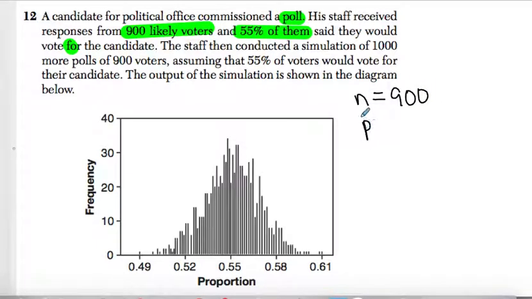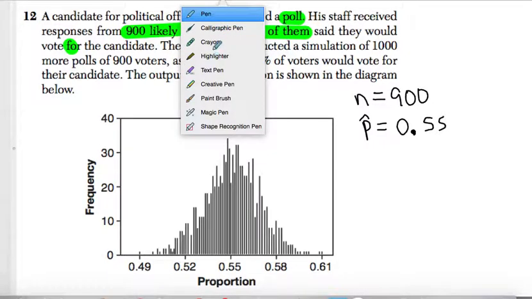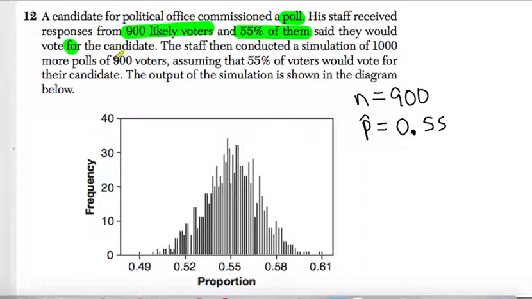And this p would mean population proportion, meaning the proportion of all voters who would vote for the candidate. If I put a caret or hat on top, that's the sample proportion. The proportion of the sample of 900 likely voters is 0.55. That's 55% that would vote for the candidate. The staff then conducted a simulation of 1,000 more polls of 900 voters.